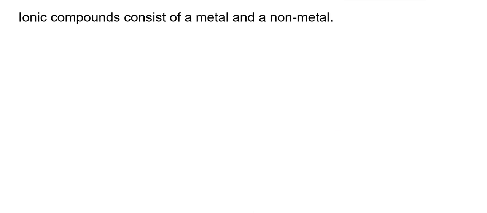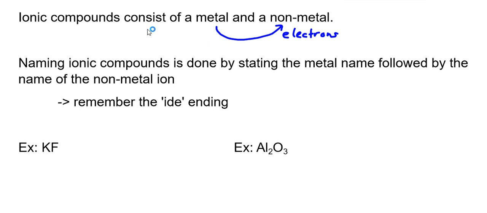So let's jump through here and look at ionic compounds. Now we know ionic compounds are going to consist of a metal and a non-metal. And specifically, this metal will transfer electrons to the non-metal, which will result in the metal being a cation, positive, and the non-metal, the anion, negative. Now, naming ionic compounds is done by stating the metal name, followed by the name of the non-metal ion. So we have to remember that IDE ending.